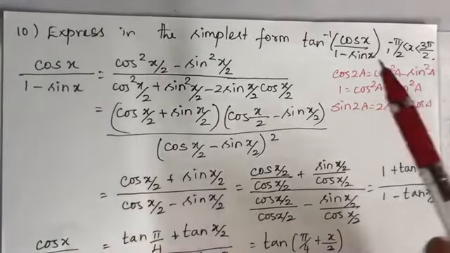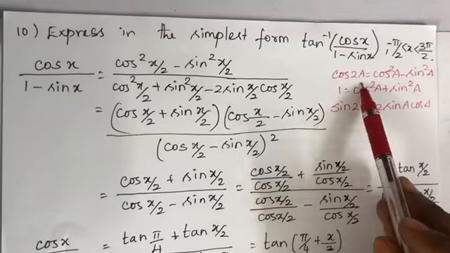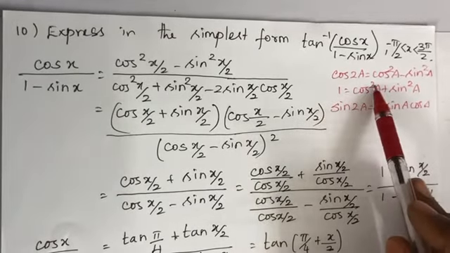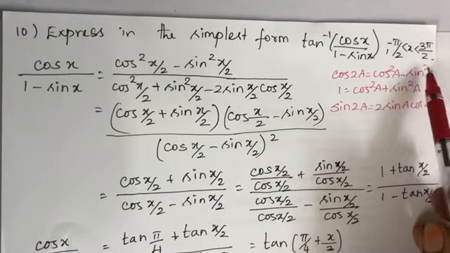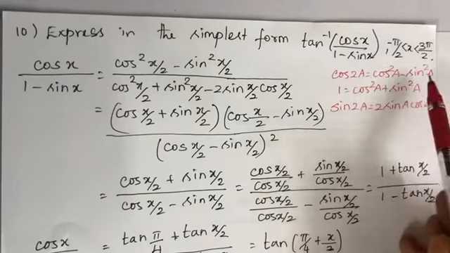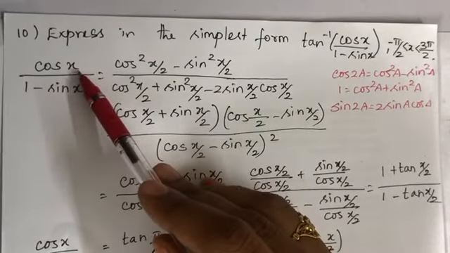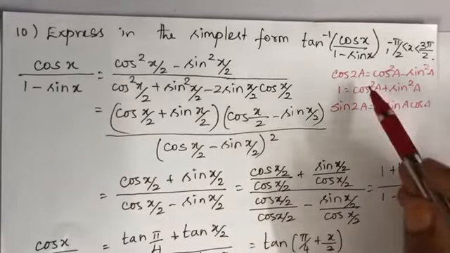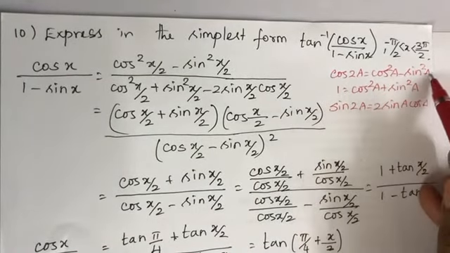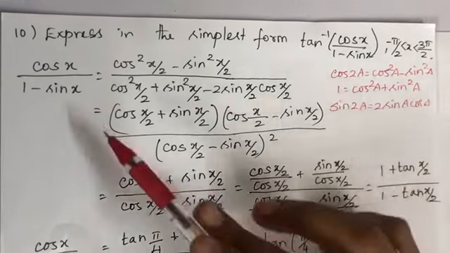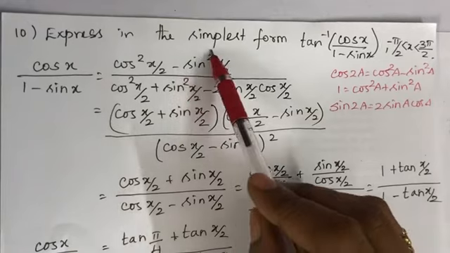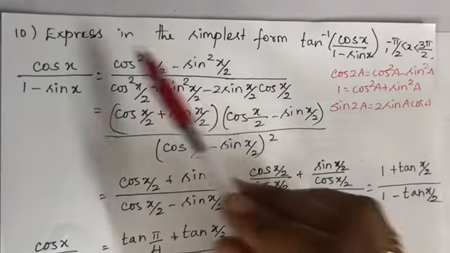So for cos x, we have three formulae, the cos 2a formulae, and sin 2a. Cos 2a is equal to cos square a minus sin square a. But here we have only the x term, cos x. So we can divide the angle by 2. So cos x is equal to cos square x by 2 minus sin square x by 2. So we have written it with cos and sin.